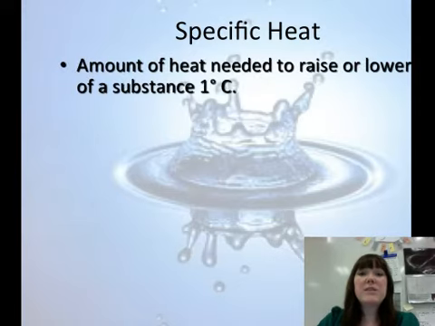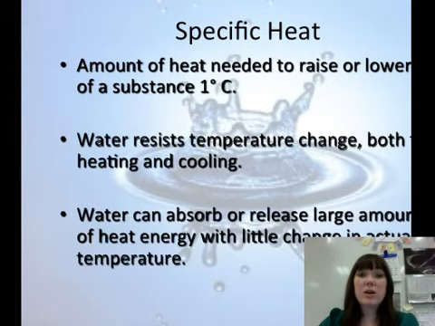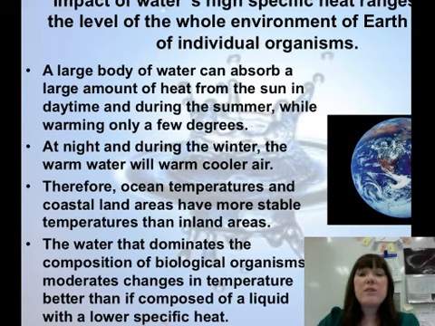The specific heat is the amount of heat needed to raise or lower 1 gram of a substance, not just water, but 1 gram of any substance, 1 degree Celsius. Water resists temperature change, both for heating and for cooling, so we say that water has a high specific heat. It can absorb or release large amounts of energy with little change in the actual temperature. This has a lot of impacts on the environment of the Earth.